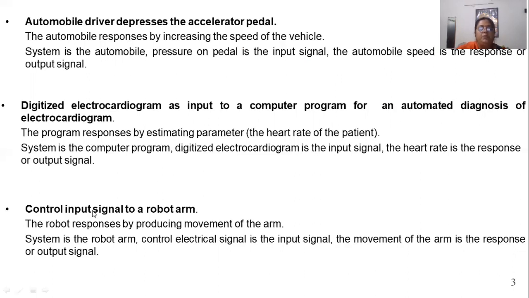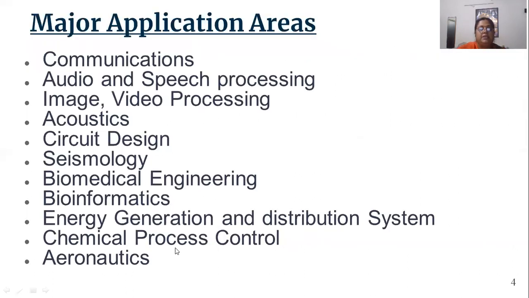Now, consider a control input signal to a robot arm. The robot responds by producing movement of the arm. So the system is the robot arm, the control electrical signal is the input signal, and the movement of the arm is the response or output signal.